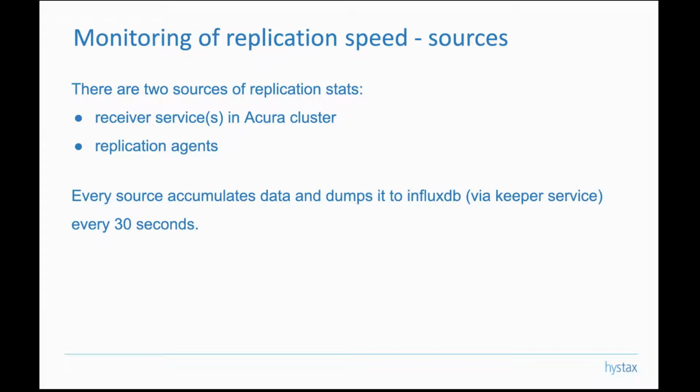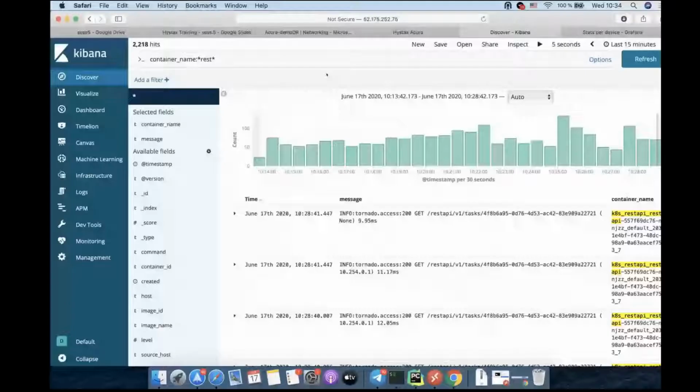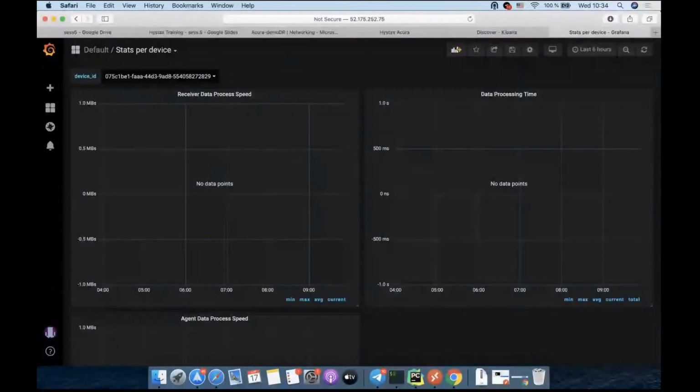So every 30 seconds, either the receiver or replication agents accumulate the data and dump it into InfluxDB via the Keeper service, and this way we gather the statistics from these two services. Some information about the measurements. I think that I will show you how it looks like and explain a little bit.